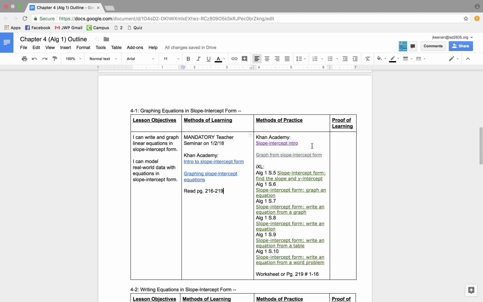And then you have your methods of practice. These are some Khan Academy links to problems. You've got a bunch of IXLs that you can use to practice this. And then there's a worksheet which I'll have printed when I get back. Once again, I'm really sorry, I'm really not feeling well. And then pages in the book and problems that you can solve in there.